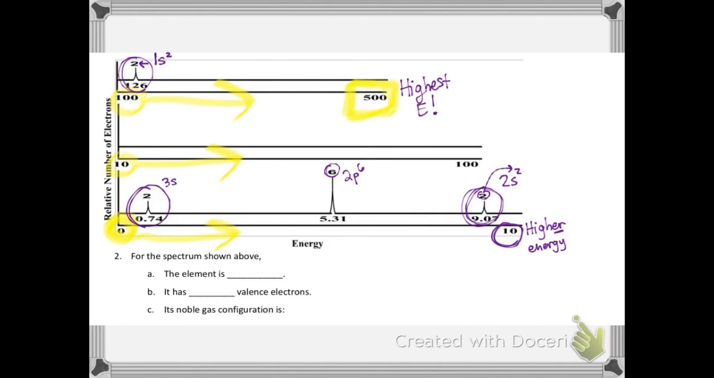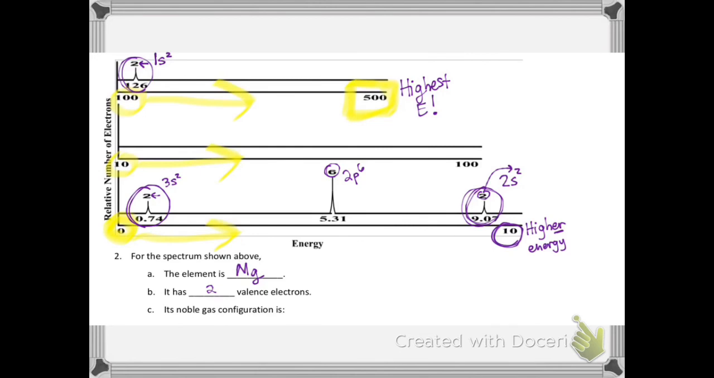And the next one is 3s, and they told us it has 2 electrons inside. So this one is a little harder to read, but as long as you follow the energy high to low, you'll always be able to fill in the electron configuration. Which means, since this ends at 3s2, this must be magnesium, which has 2 valence electrons.